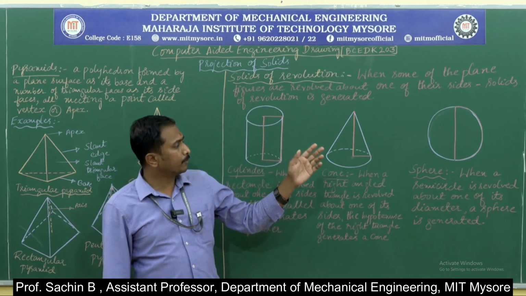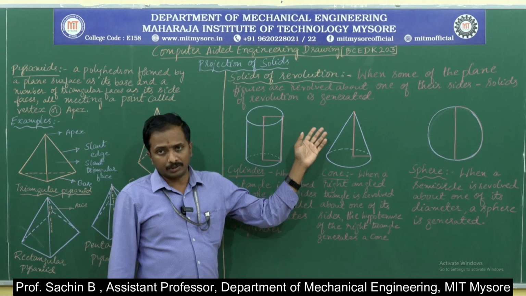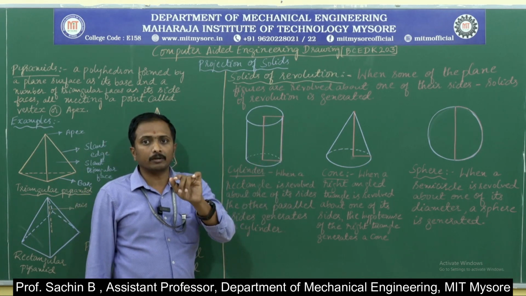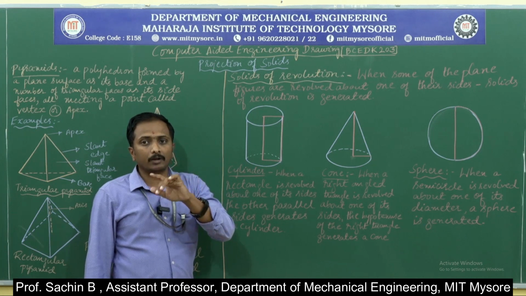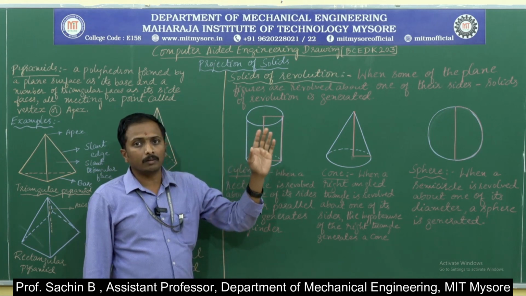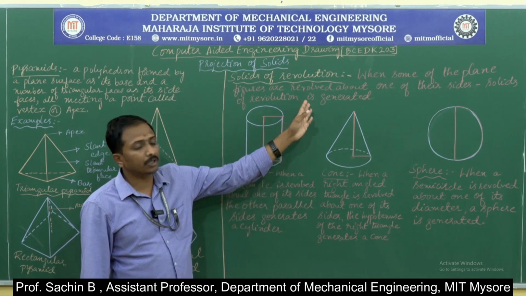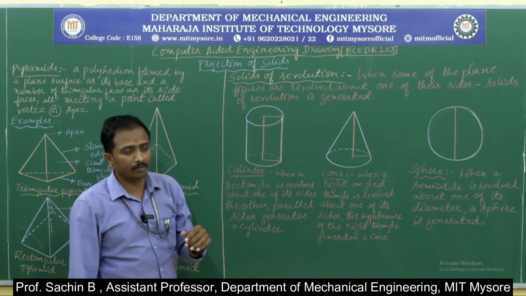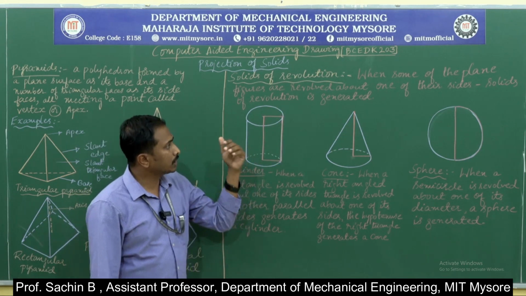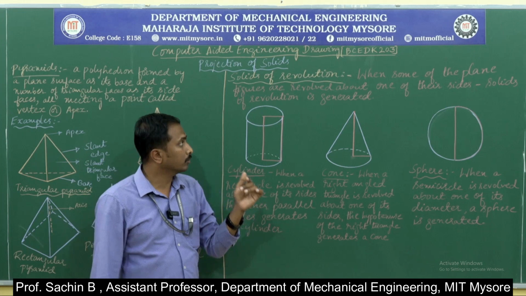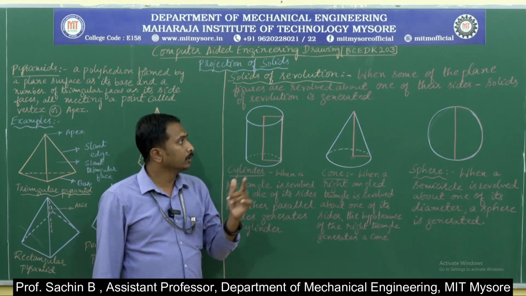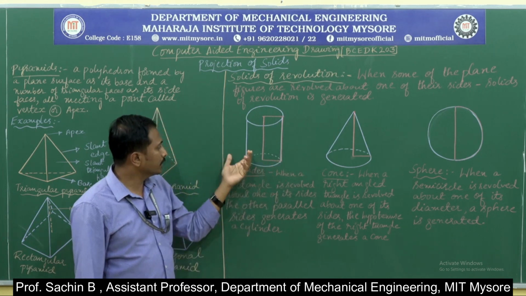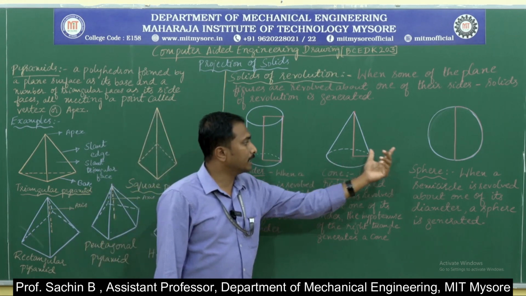Next type when it comes to the solids. First I have completed the polyhedrons. In that, regular polyhedrons and other polyhedrons have been completed. The next case is the solids of revolution in the classification of solids. Solids of revolution are generated when some plane figures are revolved about one of their sides. For example, here I have written cylinder, cone and sphere.